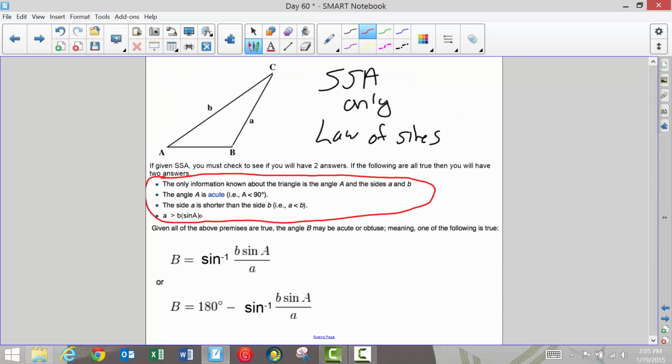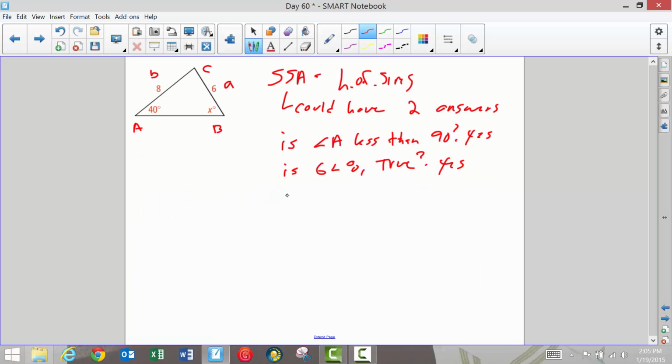Now I have to go to the last step. Is a greater than b times the sine of A? Now I need to check this part. Is a, which is 6, greater than 8 sine 40? So a is 6. What's 8 sine 40? 8 sine 40 is 5.14. Is that indeed true? Yes, it is. So since all three of these are true, I'm going to have two possible answers.